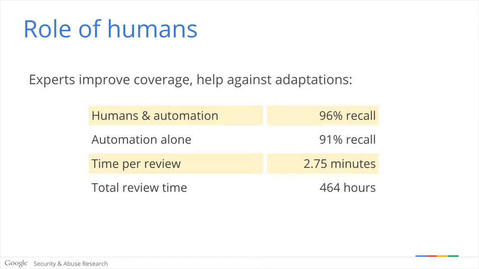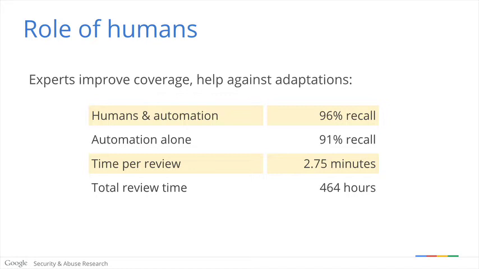We mentioned a few times that humans play an important part of our system. They help improve our coverage, and they help against things that are changing over time. So if we look at humans and automation together, we have a very high recall of around 96%. If we took out humans from our picture and we just relied on our automated systems, we still have a pretty high recall, but lower at 91%.